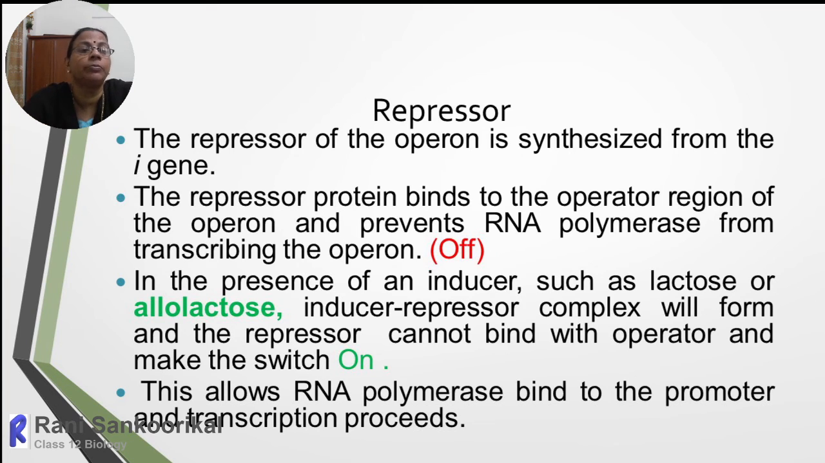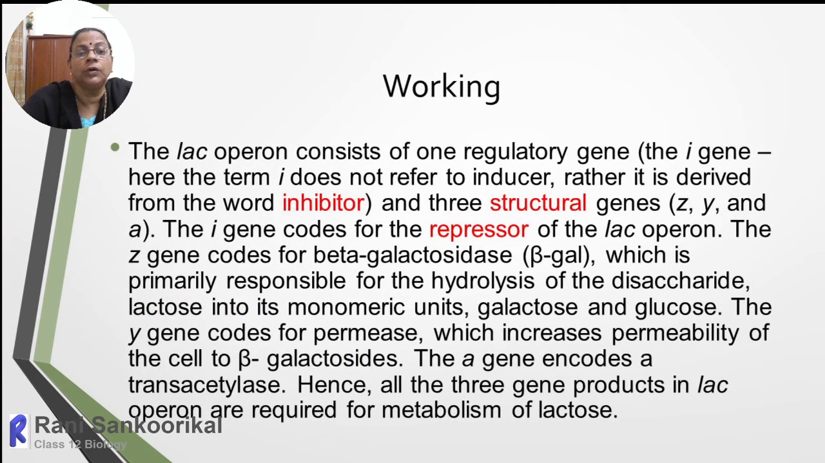And when it is made on, that means when glucose is absent and lactose is added to the medium, at that time the initial lactose is converted into allolactose, and then it will bind with the repressor and form an inducer repressor complex, which will not bind with the operator, and automatically the operator is free from the repressor because the repressor is already bound to the lactose. And the operator is on, and that allows the promoter to initiate the transcription, that means by the binding of RNA polymerase. So all these are the main points in this.